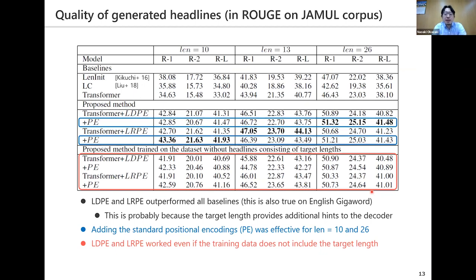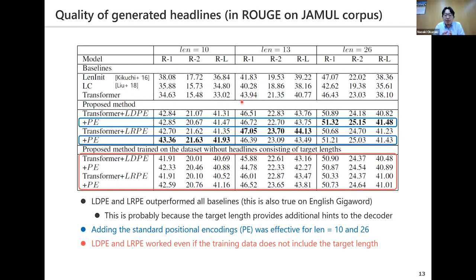This table summarizes Rouge scores on JAMUL, and JAMUL is a Japanese news corpus. This shows the Rouge scores of the baseline models and the proposed model. These are the Rouge scores when the target length is 10. And these are the Rouge scores for the target length of 13 and the target length of 26. I won't go into the detail of the baseline models and variants of the proposed method, but we observe that the proposed method improves Rouge scores compared with the previous approaches for controlling output lengths, len init and LC.